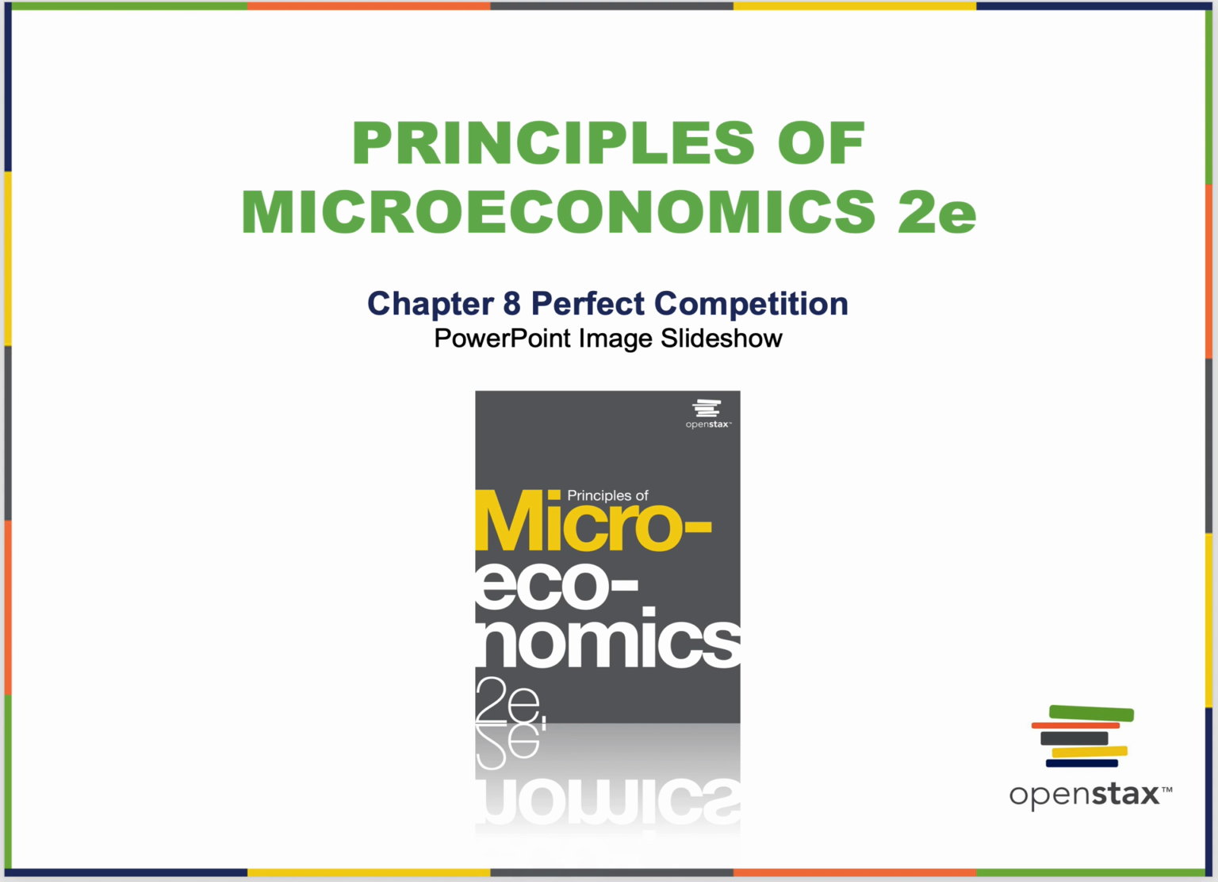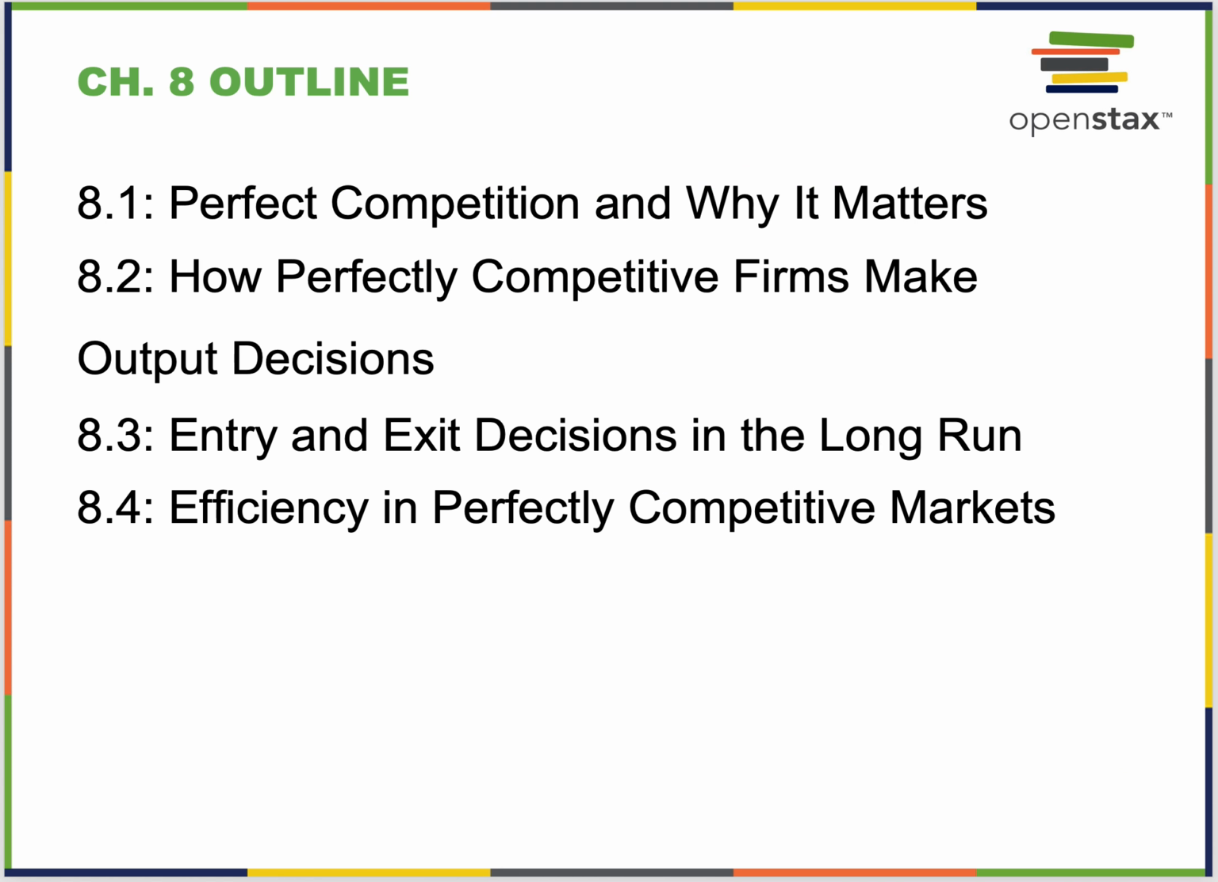Let's talk about Chapter 8 and moving into the next major phase of this class, which is studying the different types of models of the firm. And the first one we're going to look at is perfect competition. We'll cover what it is and why it matters, and how perfectly competitive firms make their decisions on how much to run. And we'll do some entry and exit decisions in the long run and efficiency in perfectly competitive markets.